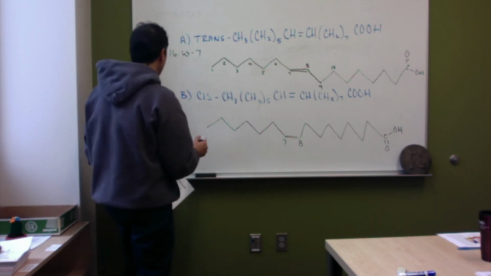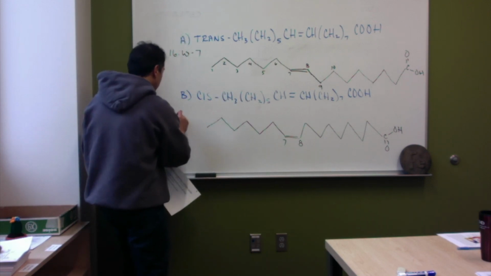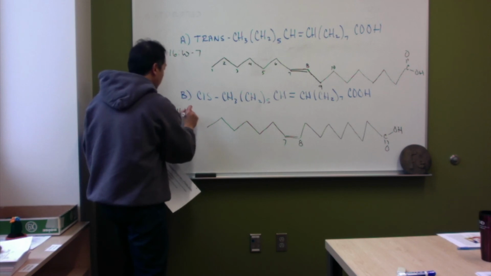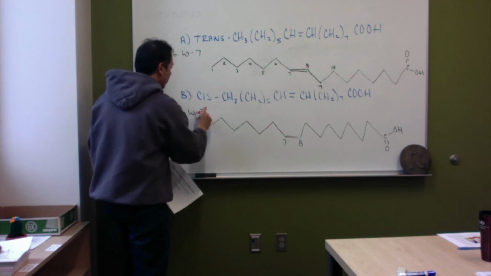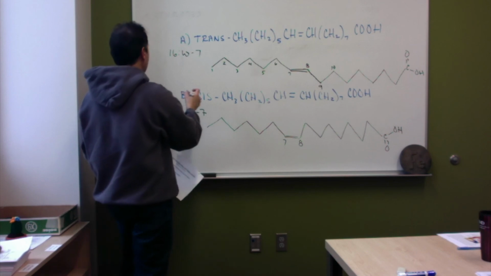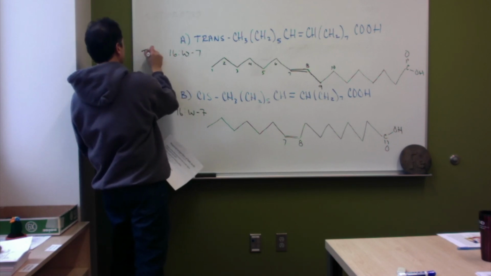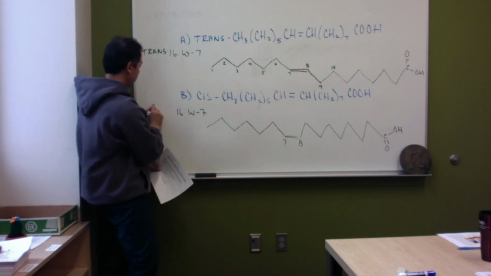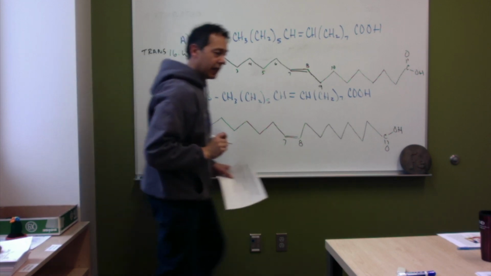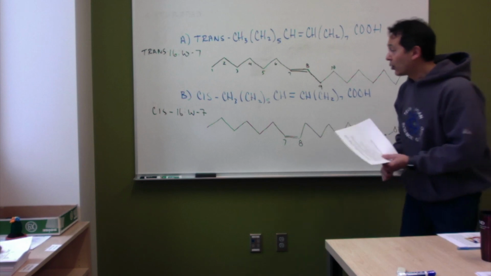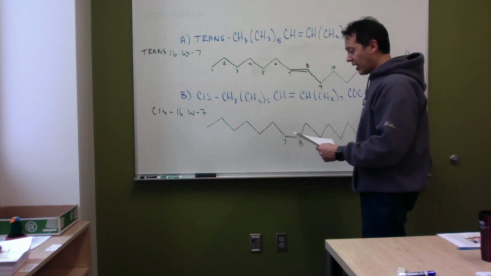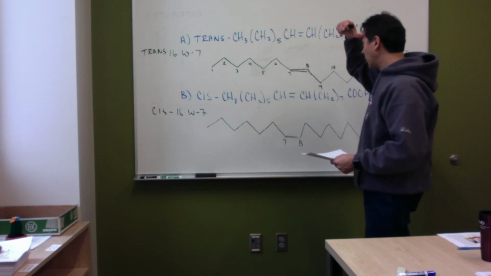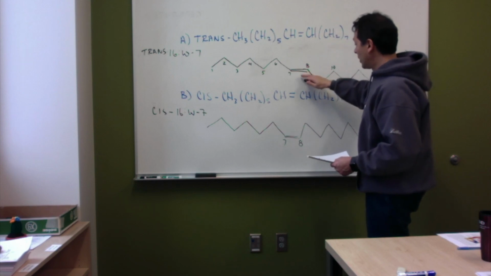This one here would be, again, 16 omega 7, but this one is trans, and this one is cis. And back to our original question: which one is going to have a higher melting point? The higher melting point is going to be this one here.